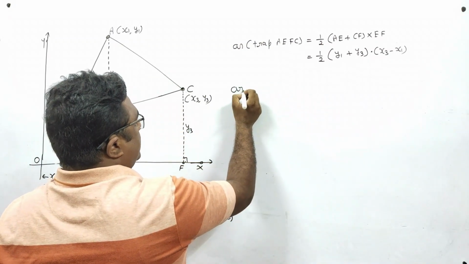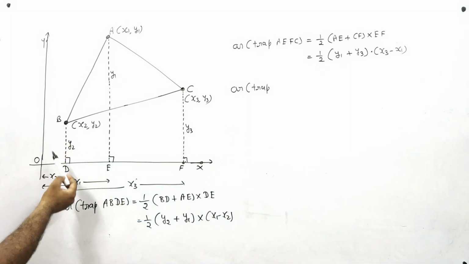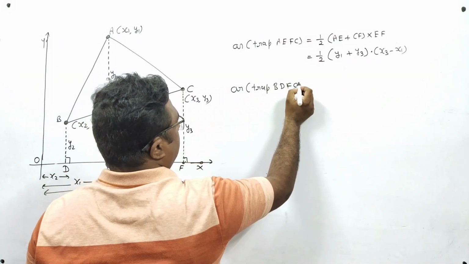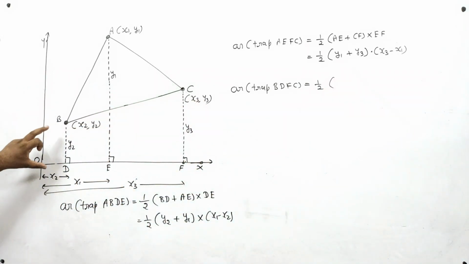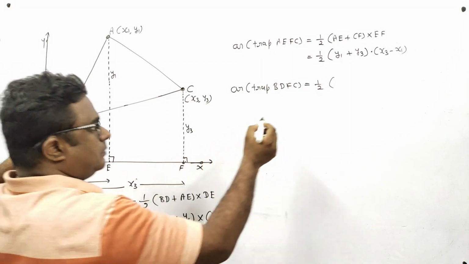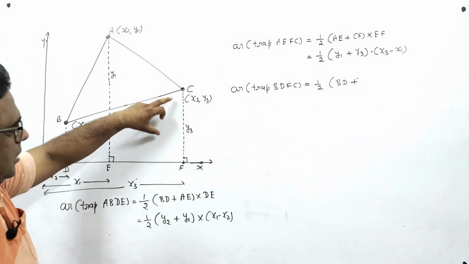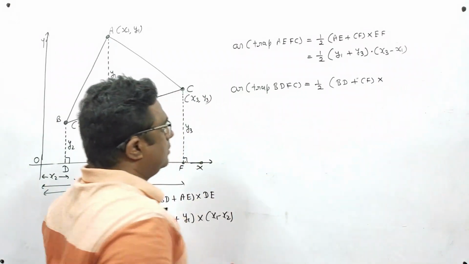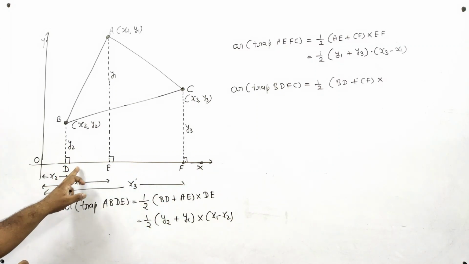Our next trapezium is this one, BDFC. So the area is half into the sum of parallel sides. One parallel side is BD, and the other parallel side is CF, and the height means from here till here, DF.